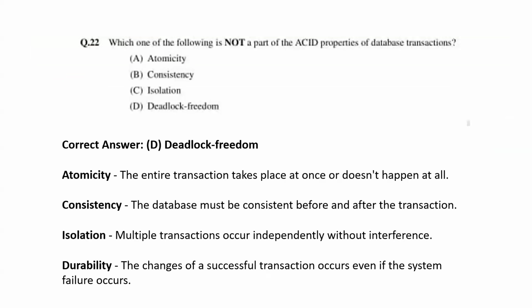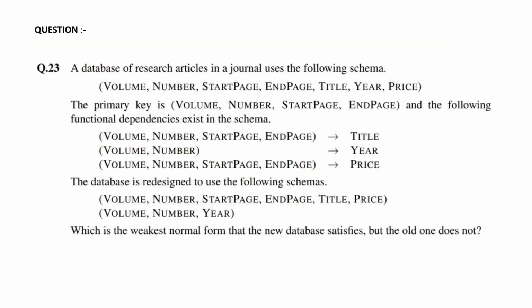Which one of the following is not a part of the ACID properties of a database transaction? The four ACID properties are atomicity, consistency, isolation, and durability. So deadlock freedom is not part of the ACID properties.